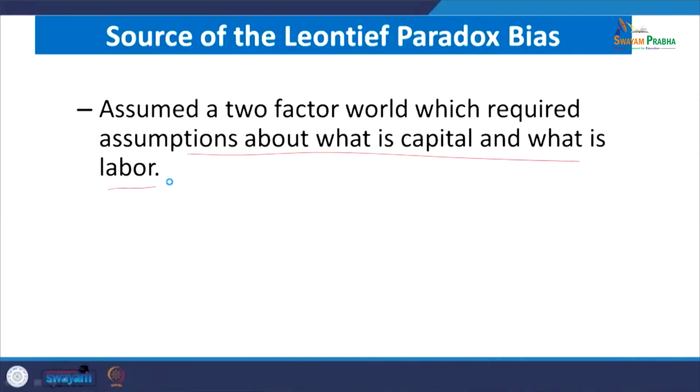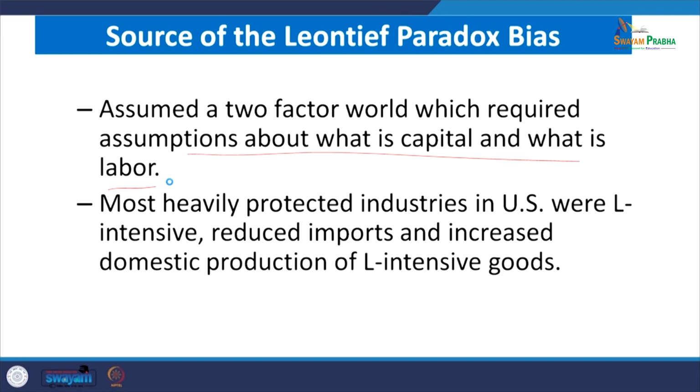It is a clear paradox, and this is the strongest criticism of the HO theory. And what is the source of this bias? They assume a two-factor world, which requires assumptions about what is capital and what is labor, and there are assumptions of capital intensiveness and labor intensiveness for two countries. So, there is no such variation in their model.